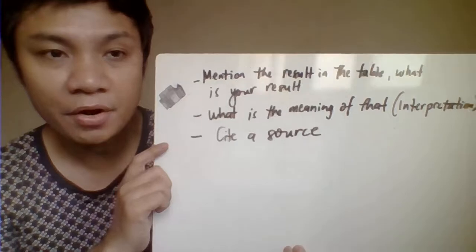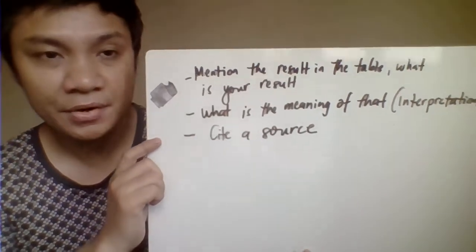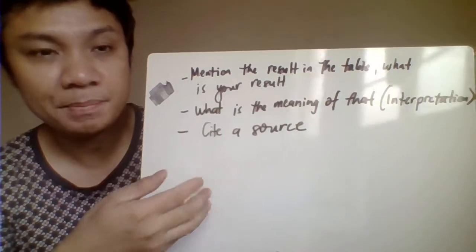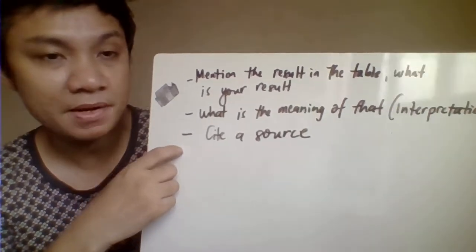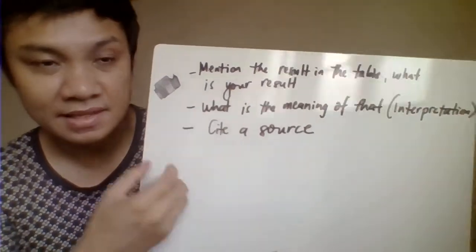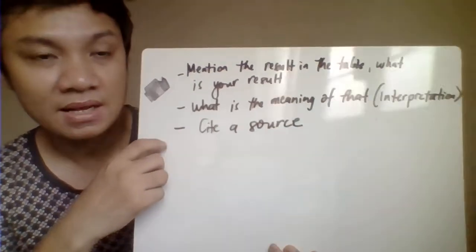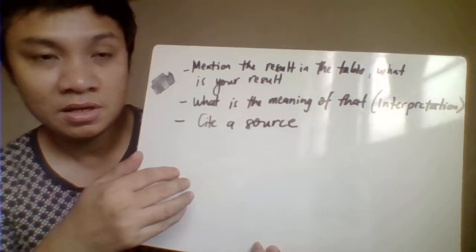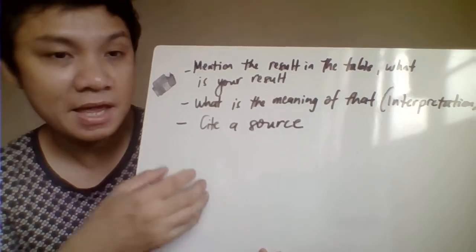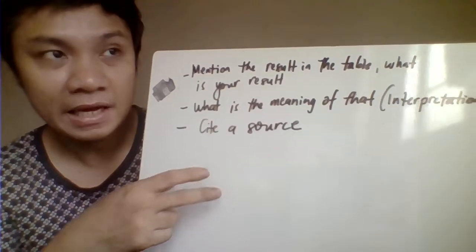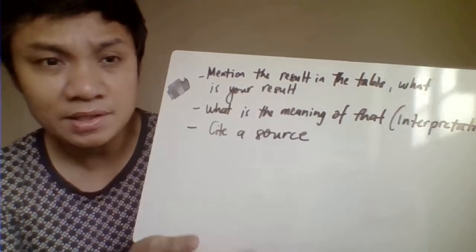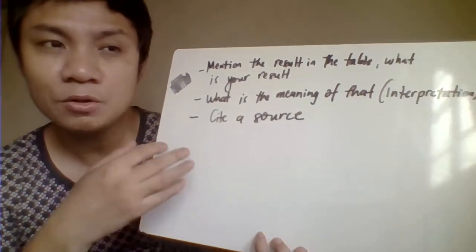How are you going to discuss your result for your table? Since you have already presented a table as a summary of your results, you need to discuss that in a very detailed way. So how are you going to discuss it? The first one, you need to mention what is being presented in your table or what the result is. Second, you need to have an interpretation, the meaning of that result in the table. How are you going to interpret the result here?